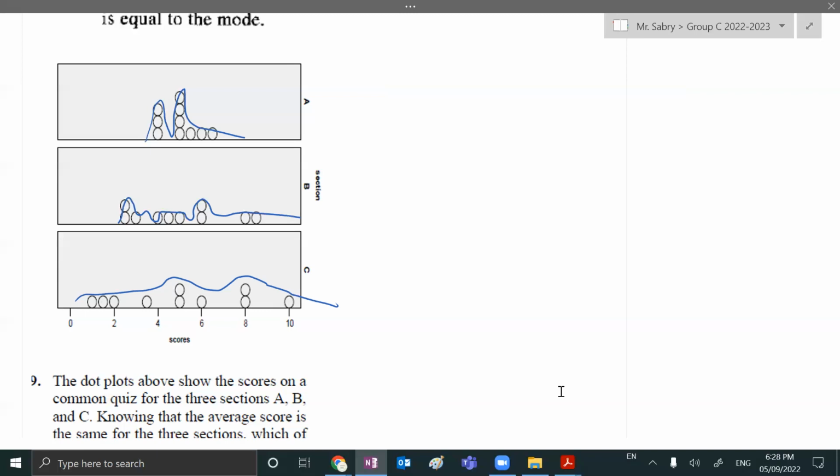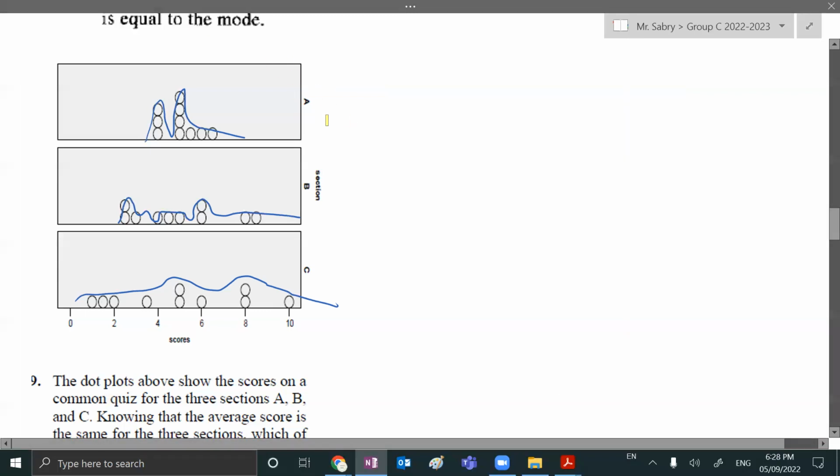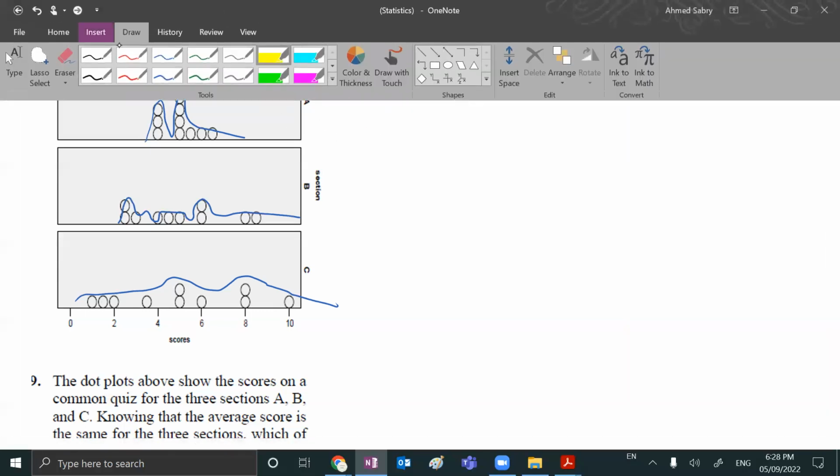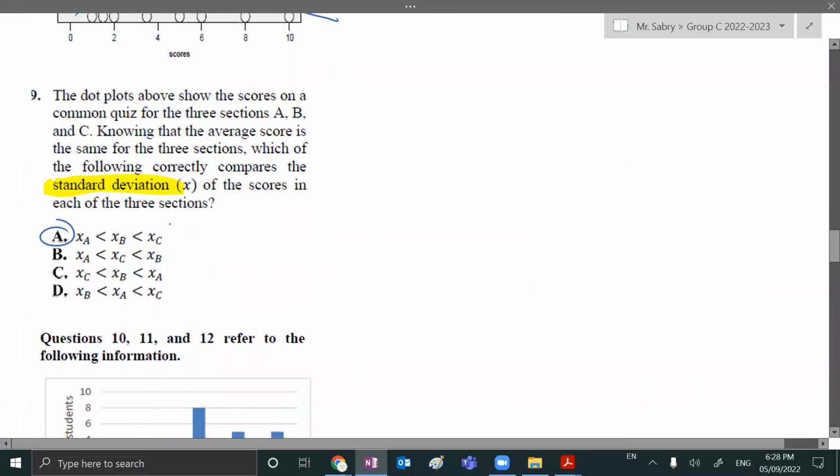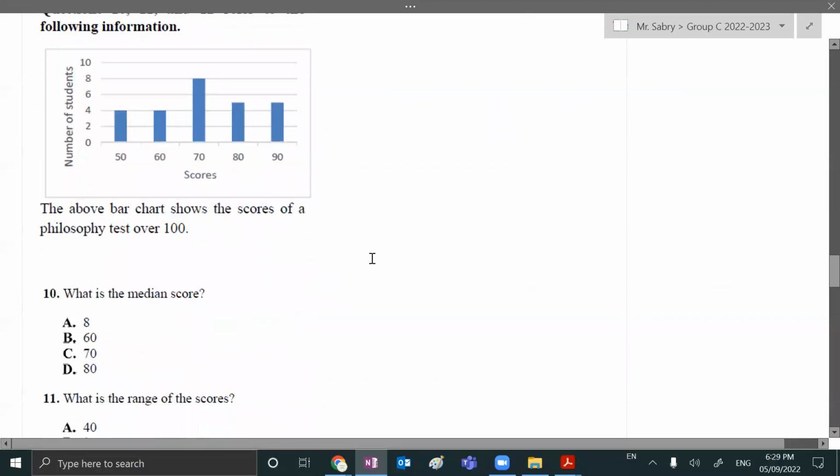A? A has the least deviation. Oh, so the most is C. Yes, so the most means the deviation is high, it means they're far away from each other. Deviation is low, they're very close to each other. So that means that A must be the smallest, then B is bigger, and then C is the biggest. So when you compare them, A must be the correct answer. Makes sense? Yeah. Awesome.